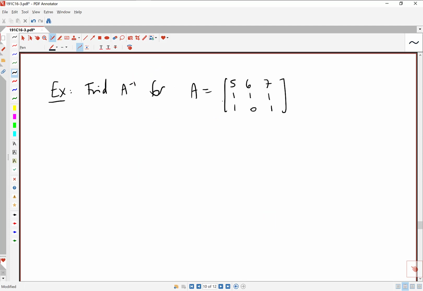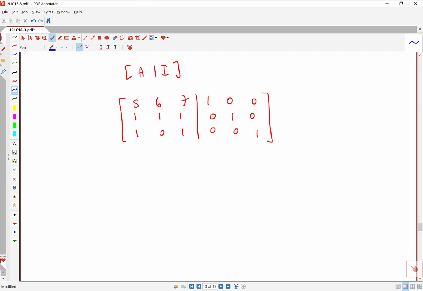So we're going to find A inverse for the following 3x3 matrix and just get a little bit more practice with this Gauss-Jordan method of finding the inverse. So what we're going to do is write down our matrix A, and beside that write down the identity matrix. So we'll just recopy 5, 6, 7, 1, 1, 1, 1, 0, 1, and then beside that our identity matrix has 1s along the main diagonal from the top left to the bottom right, and it's got 0s in all the other positions. Our first task is to get a 1, which we're going to call the pivot.